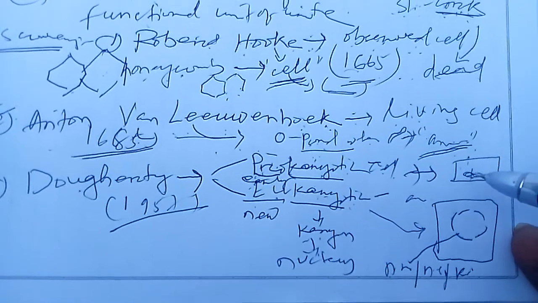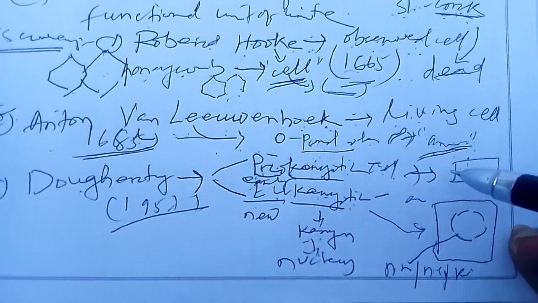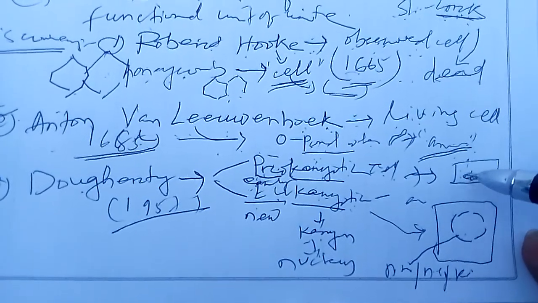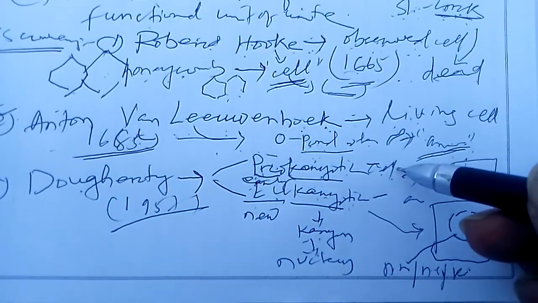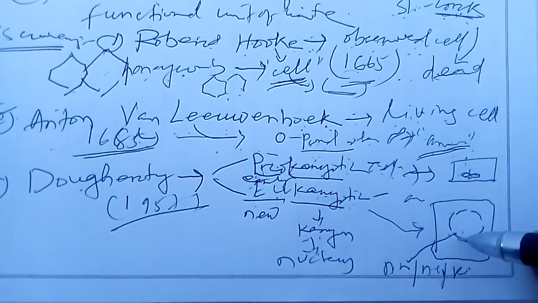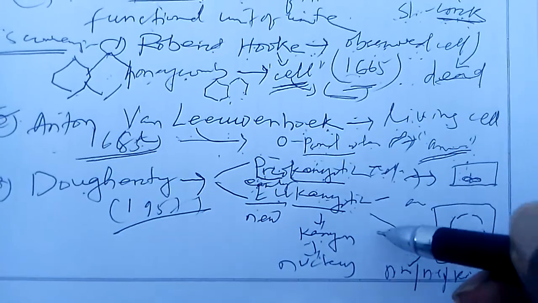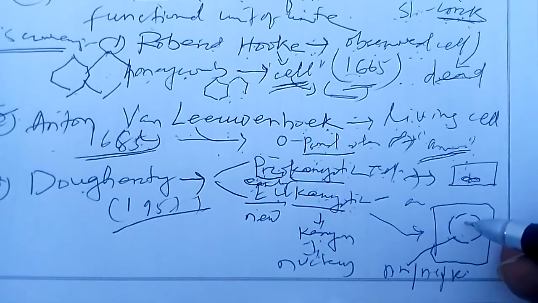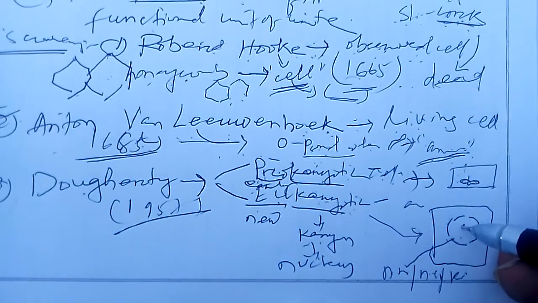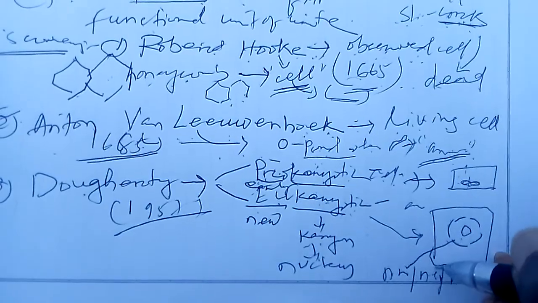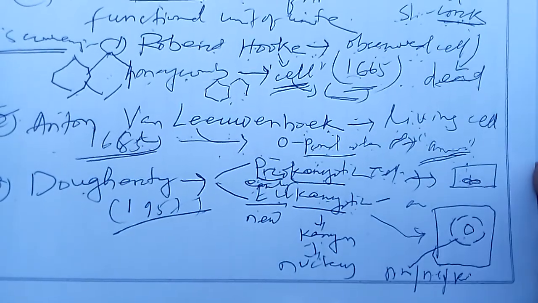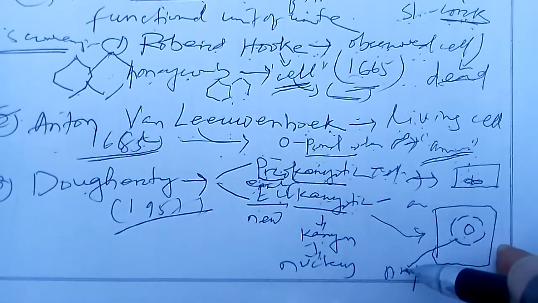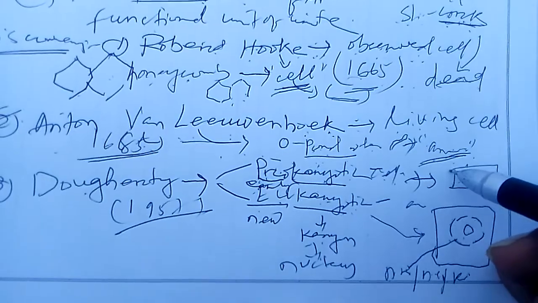The cell whose nucleus is not surrounded by nuclear membrane is known as prokaryotic cell, and the cell whose nucleus is surrounded by nuclear membrane is known as eukaryotic cell. Apart from this nuclear membrane, another nuclear thing, that is nucleolus, is present in eukaryotic cell, which is generally absent in prokaryotic cell. But the major difference is the presence and absence of nuclear membrane.